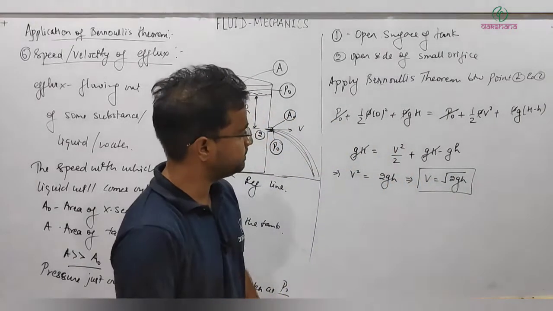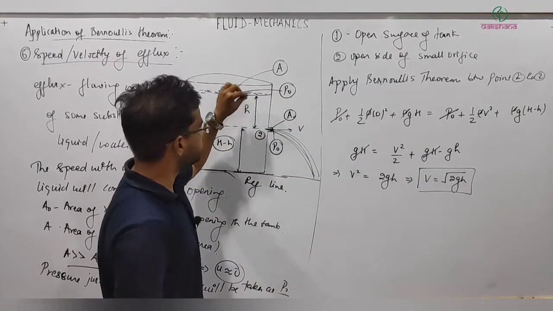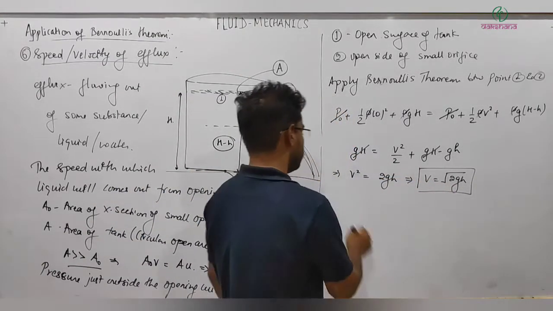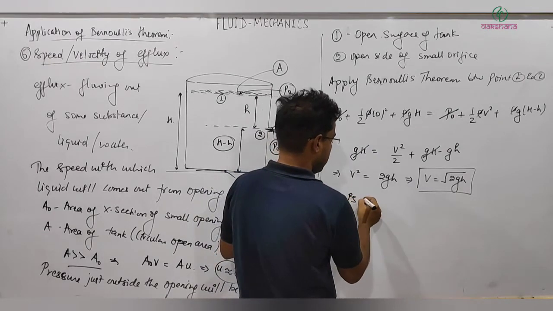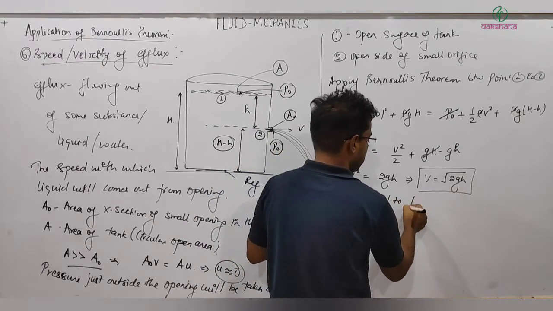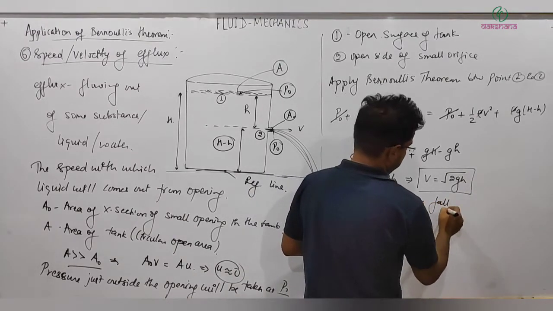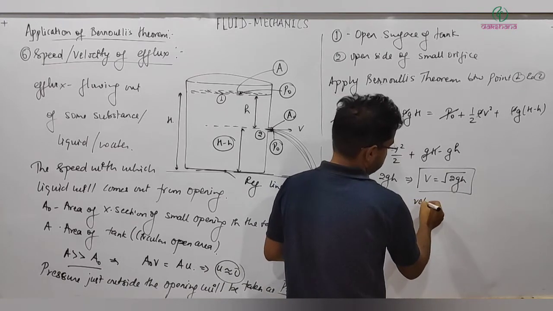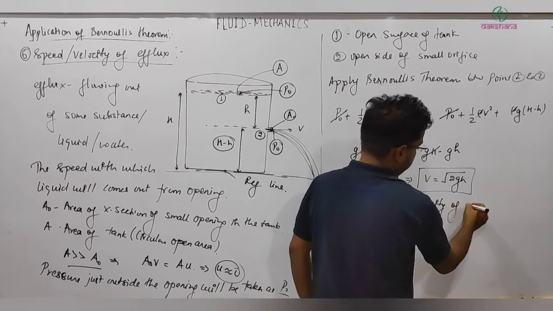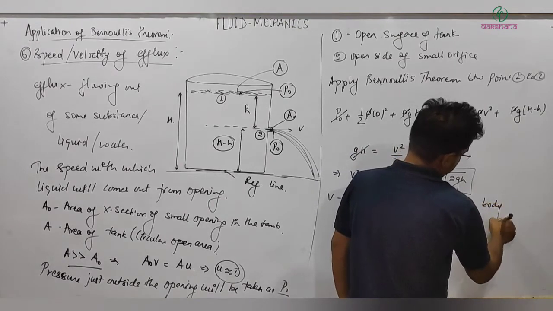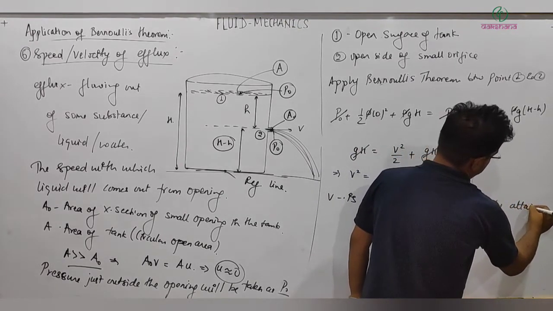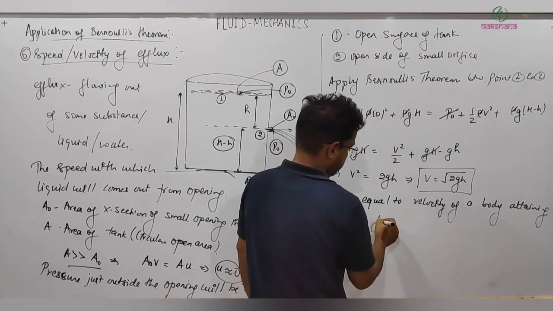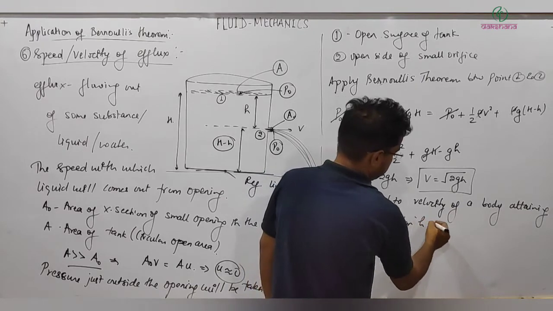You see something interesting here. If somebody falls from h height, then also it will attain the same velocity, is it? So this V is equal to the velocity of a body attaining on free fall for h displacement.